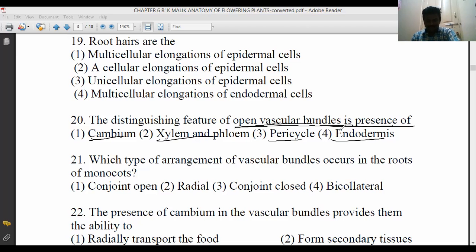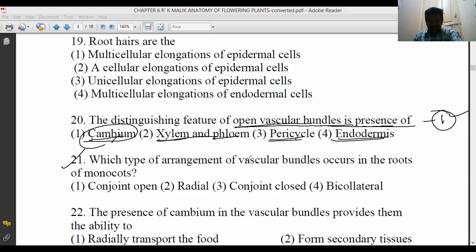So cambium, a meristematic cell, is responsible for secondary growth. Cambium is a distinguishing feature of the open vascular bundles. Open vascular bundles contain cambium, so they are responsible for secondary growth. So for the 20th question, the correct option is 1. The remaining options, xylem and phloem, pericycle and endodermis, are not responsible for secondary growth.